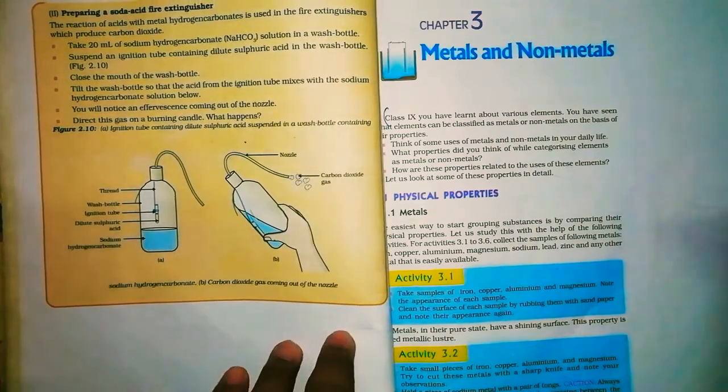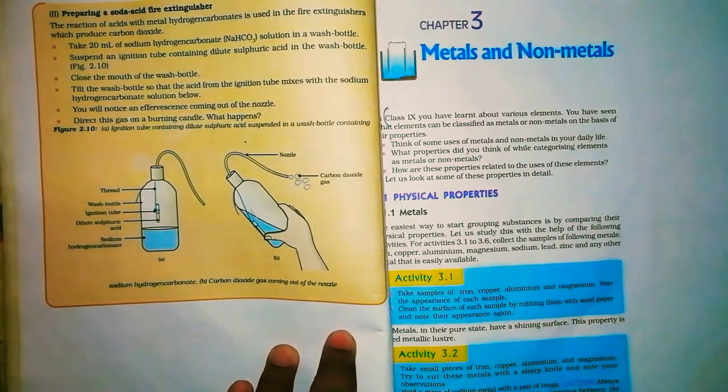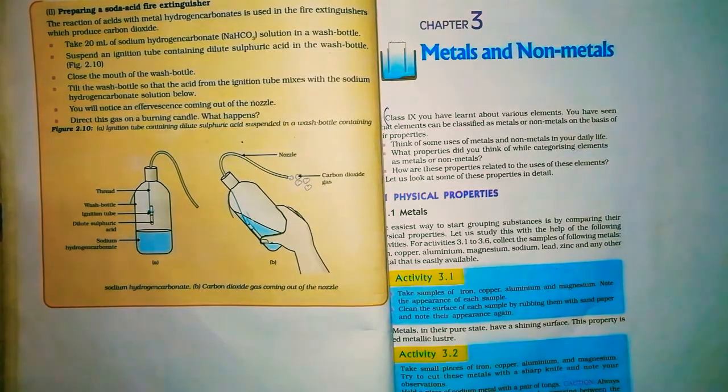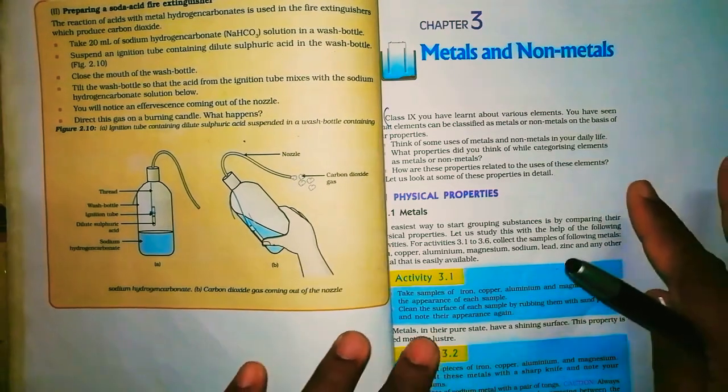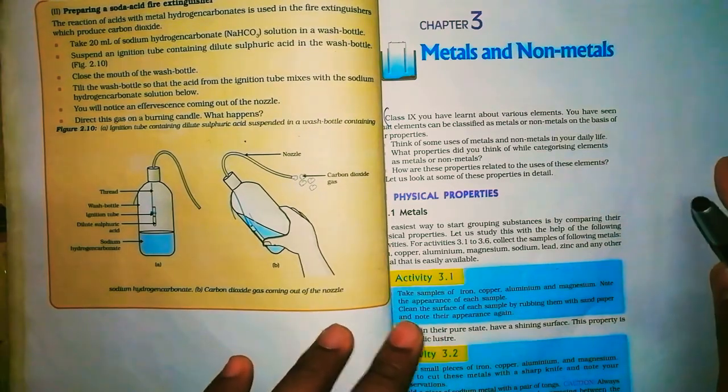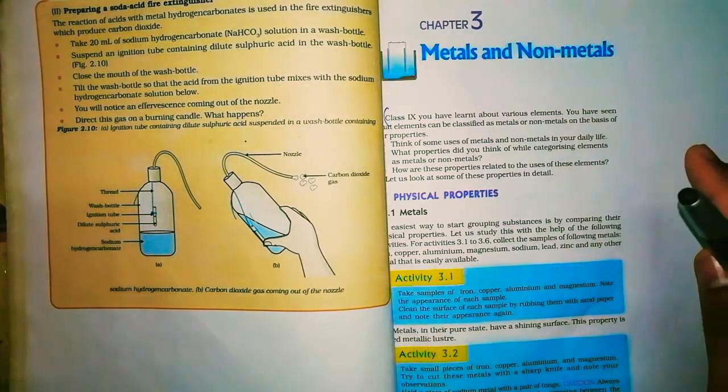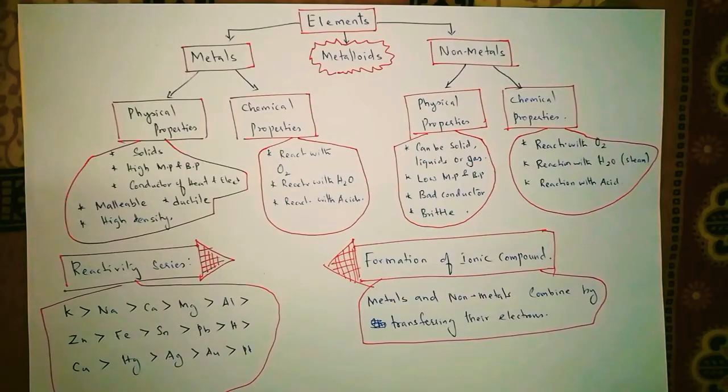Okay, this is our new chapter now. This chapter, metals and non-metals, comes under the chemistry topic. Let's see the overview of this chapter, what we are going to learn from it. I'd like to give you a short overview of metals and non-metals.